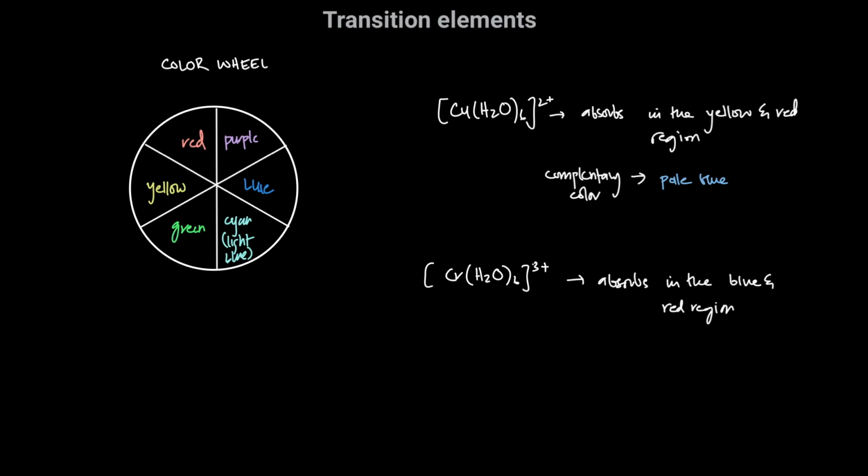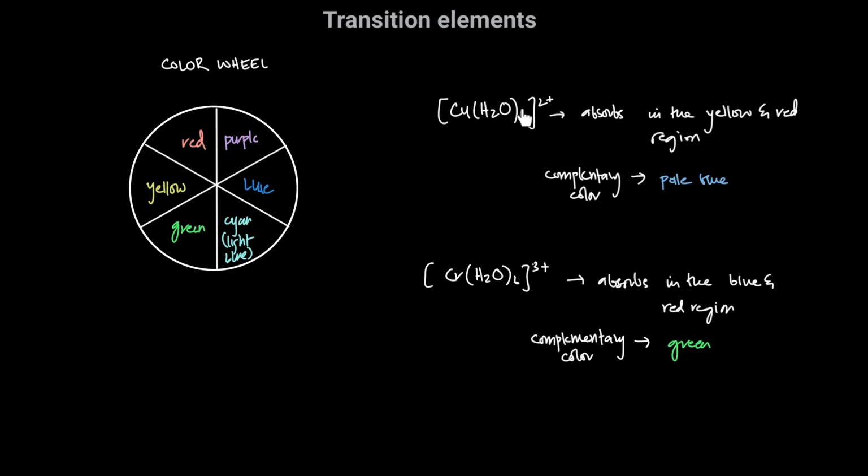So the complementary color, that is the observed color, the color of the solution, will be green. We know that chromium 3 plus in aqueous solution has a green solution. So this is how we can determine the color of a solution based on the absorption data given to us. If they tell us what regions the absorption is taking place in, we can identify the color of the solution by looking at the complementary color that is directly opposite the absorbed colors.